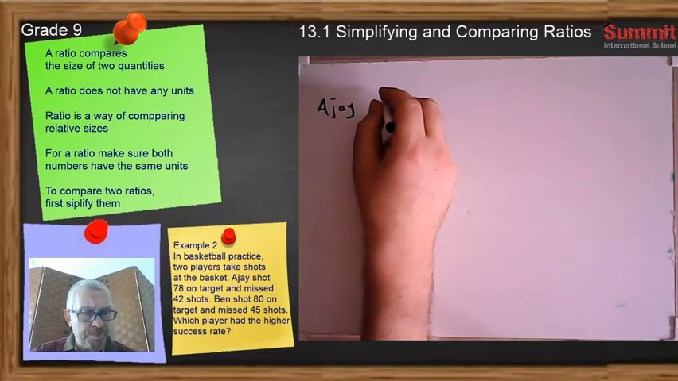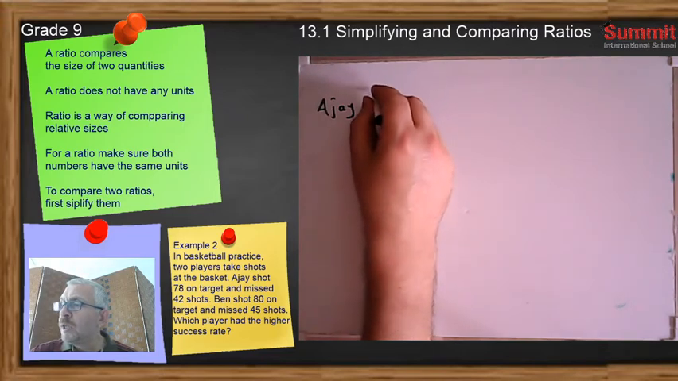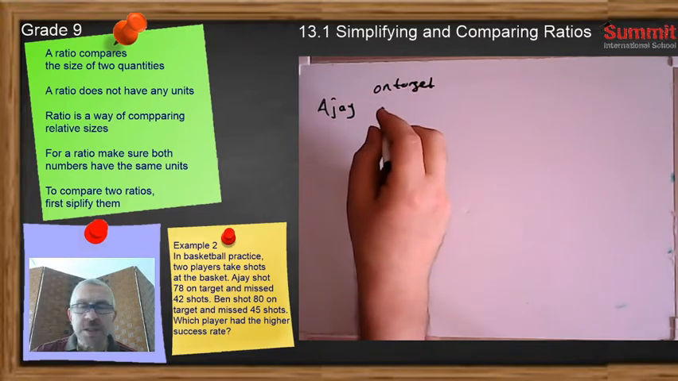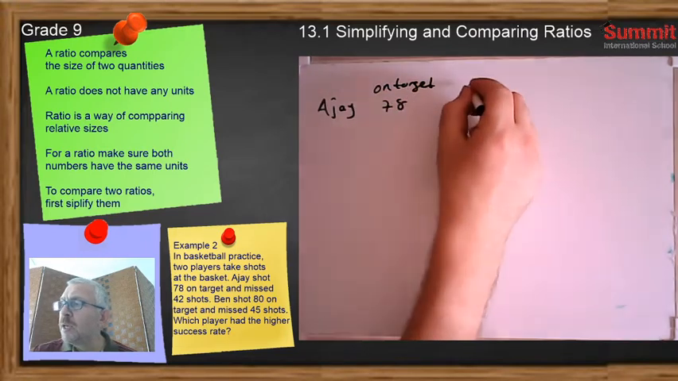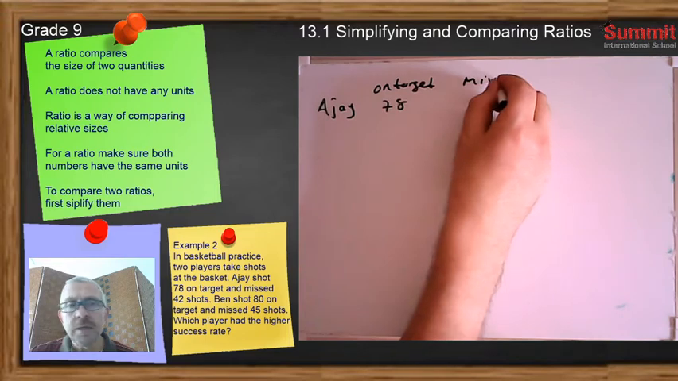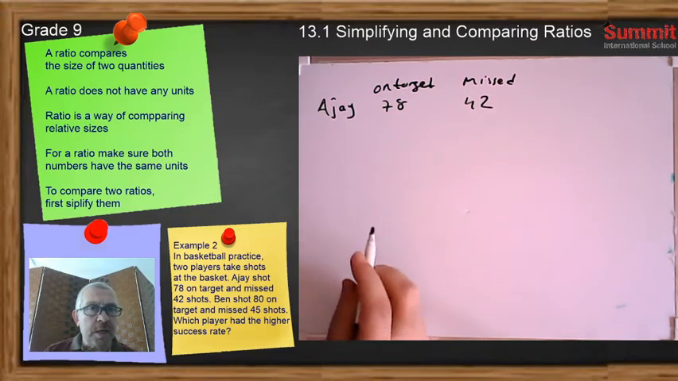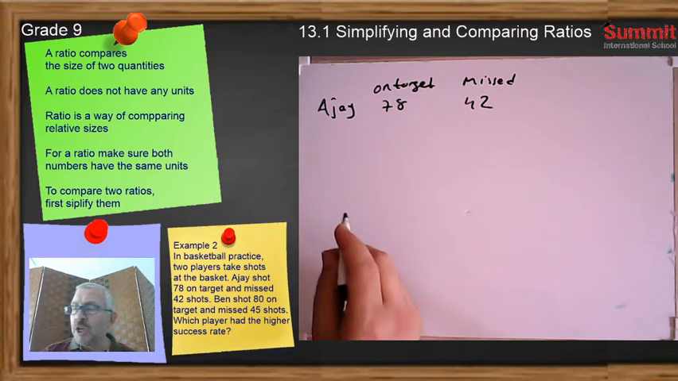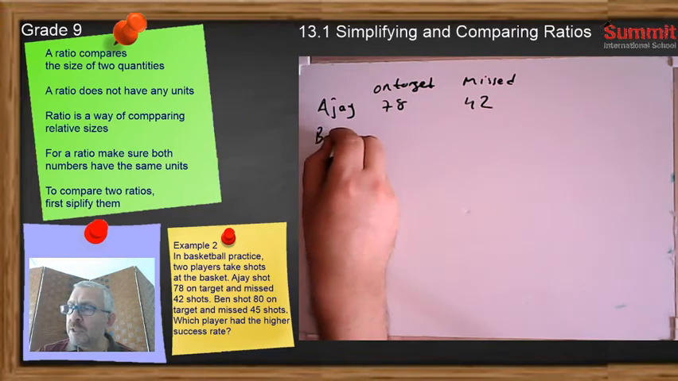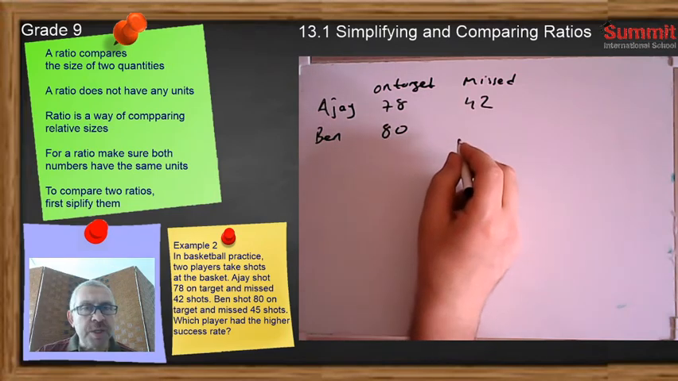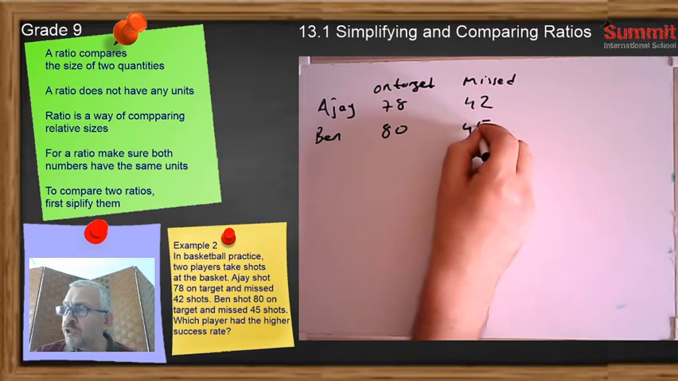Now, on target he shot 78 and missed 42. Now Ben shot, let's say Ben shots on target 80 and missed 45 shots.